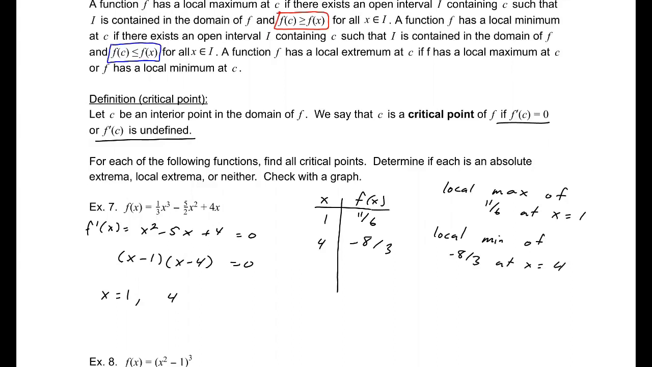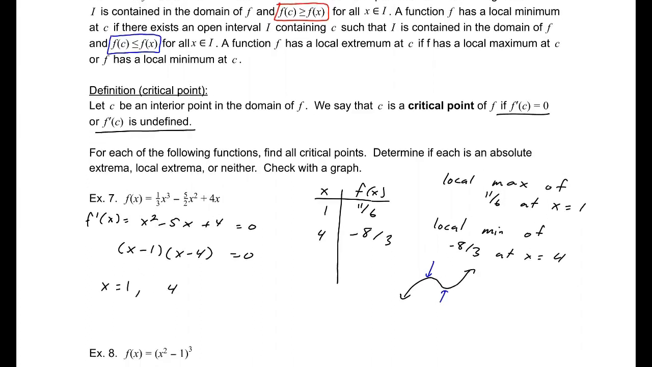Now, if we sketch this graph, our graph looks something like this. It's a cubic. So we definitely will have a maximum and a minimum. So that graph verifies what we just saw there.